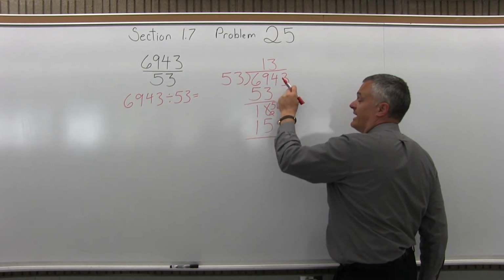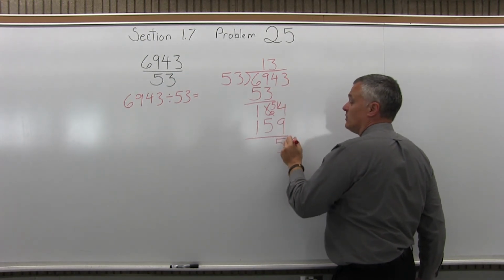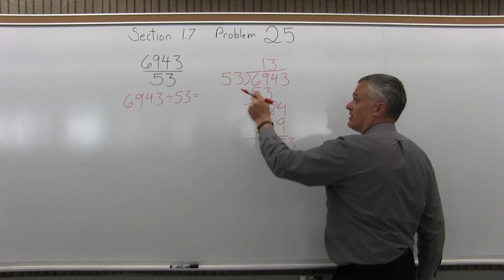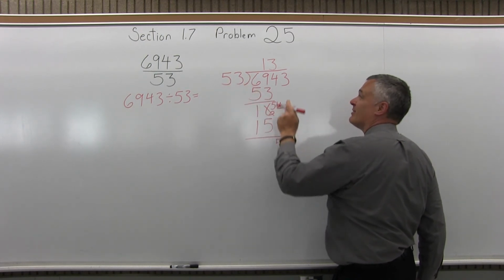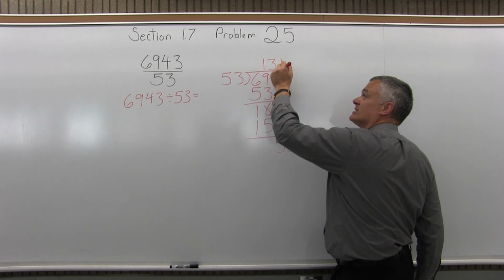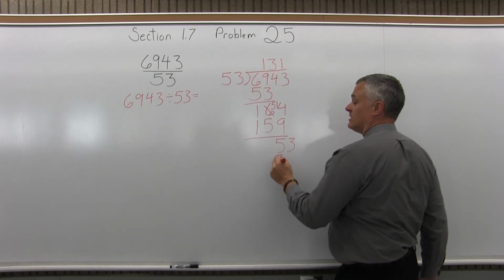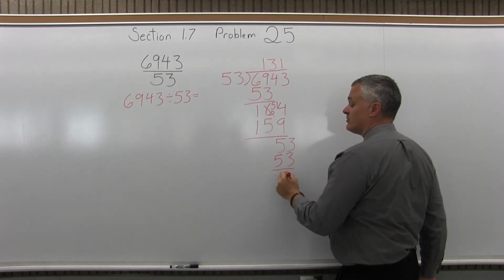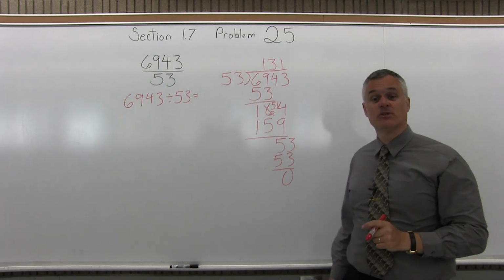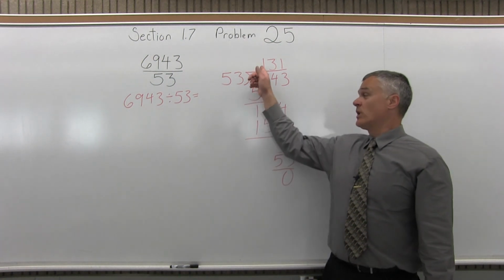I'll bring down the next digit, which is a 3. And look at that. 53 will fit into 53 how many times? It fits in exactly once. 1 times 53 is 53. I subtract, the result is 0, so I don't have a remainder this time. So the answer is 131.